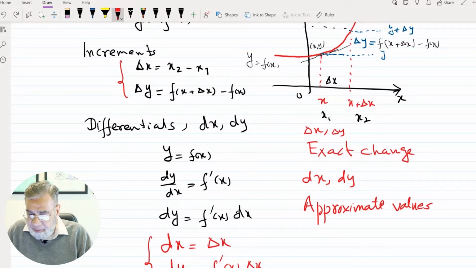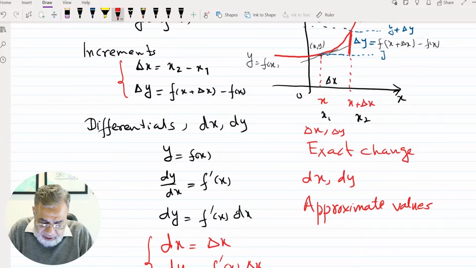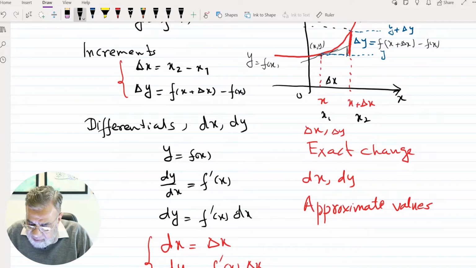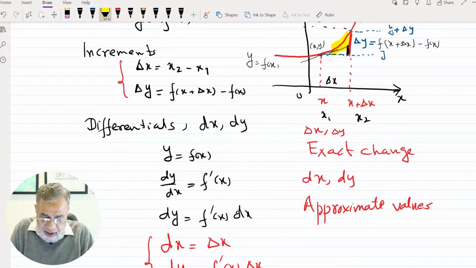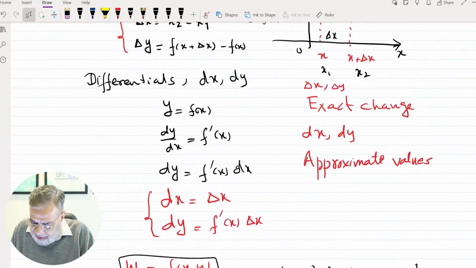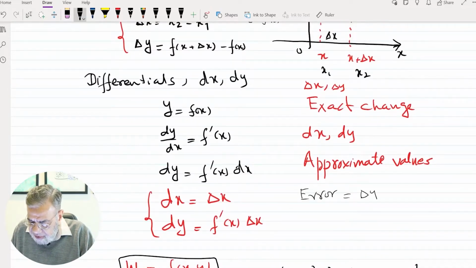So if I take here in the picture in this graph, this is my delta y, and this is my dy, my dy with reference to a curve. You can see here we have this yellow area. This yellow area is the error, and we can say the error is equal to delta y minus dy. They are not the same.